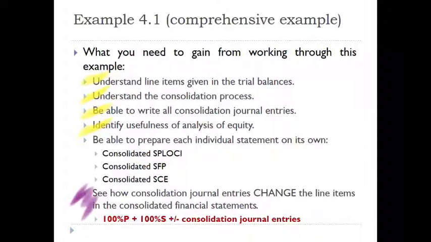You need to now use this example to see how your consolidation journal entries change the line items in the consolidated financial statements, giving effect to the principle we've been talking about throughout the videos thus far, where line by line we start with 100% of the parent's amount plus 100% of the subsidiary's amount, and then adjusting those combined balances and totals with the effect of the consolidation journal entries.